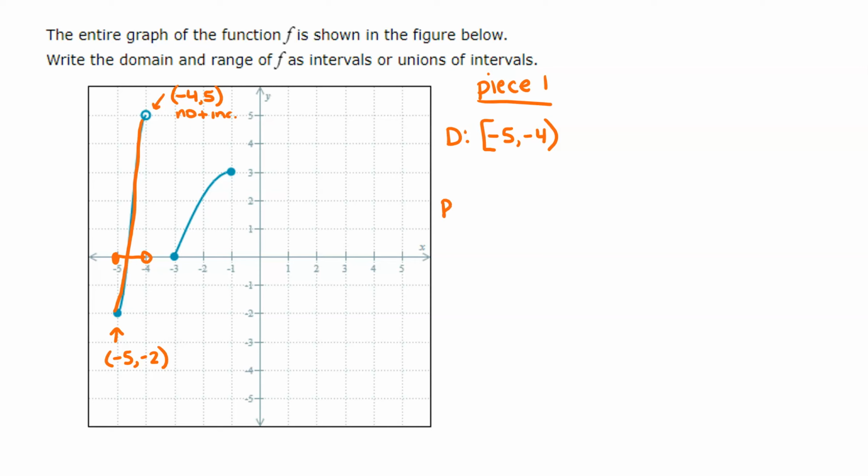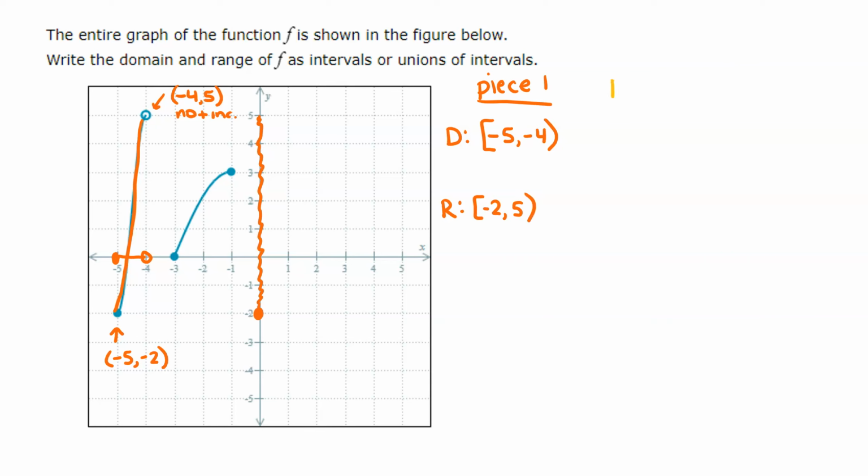Now for range, we're looking lowest to highest. So this guy's lowest is -2, and it has all the numbers up till 5. Now -2 is included. But 5 is not included because the only point on this orange part that has a 5 as its y was not included.